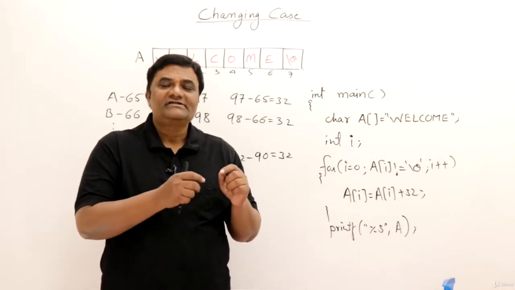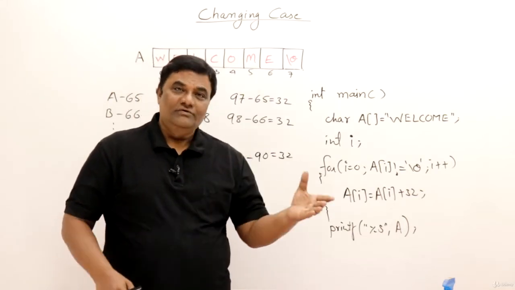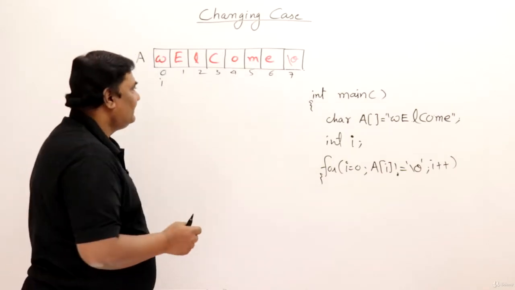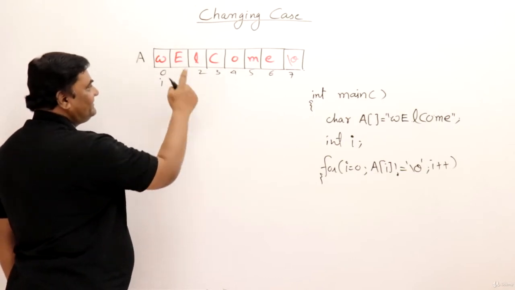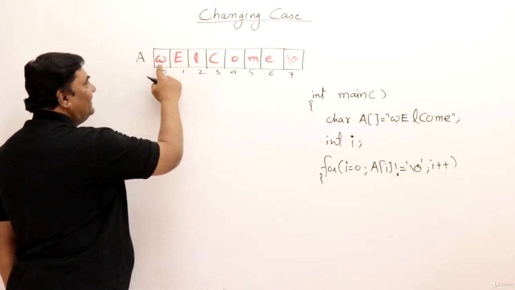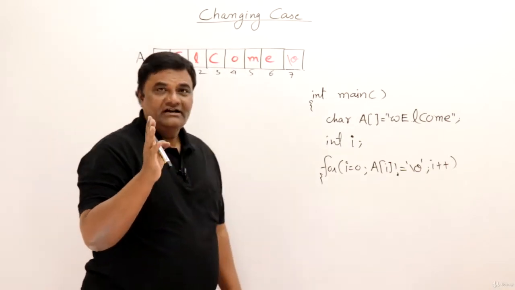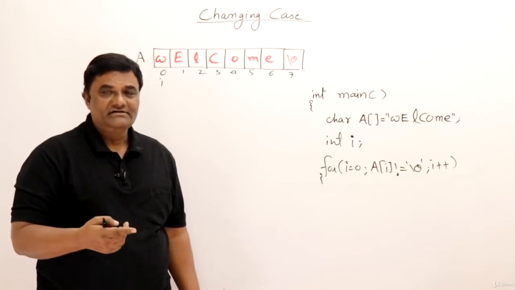Toggle the case means if it is lowercase, I will change it to uppercase. If it is uppercase, I will change it to lowercase. So let us look at how to toggle the cases of alphabets in a string. I have these alphabets, some are in lowercase and some are in uppercase, like E and C are in uppercase, the rest of them are in lowercase. So whichever are in lowercase, I will change them into uppercase, and uppercase to lowercase.